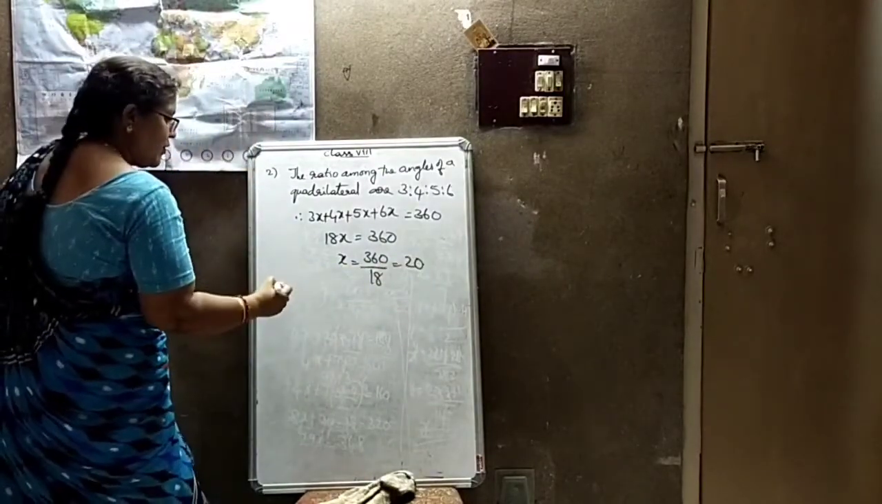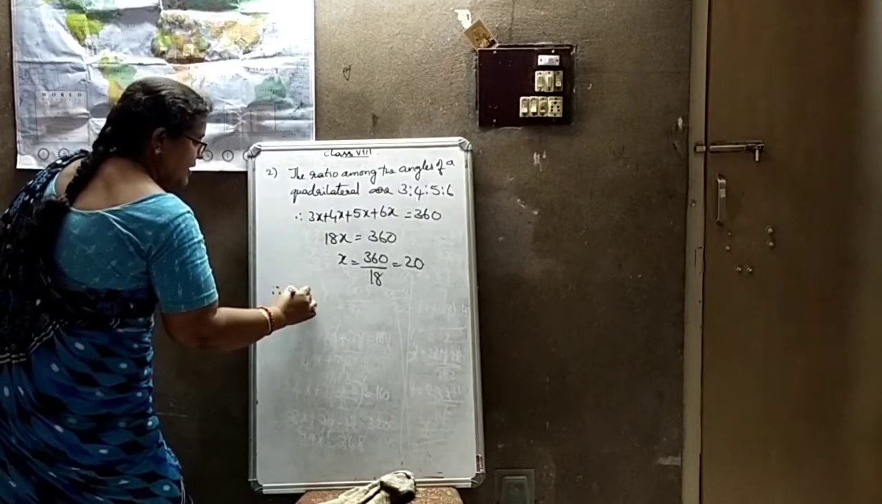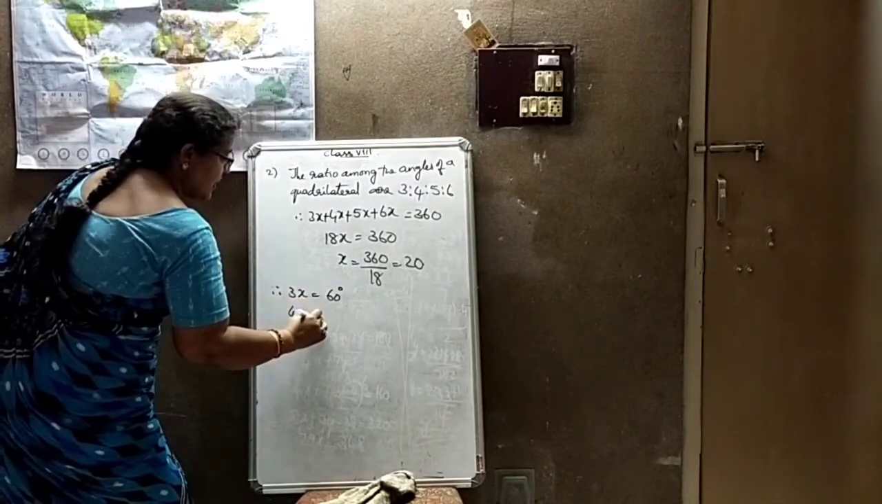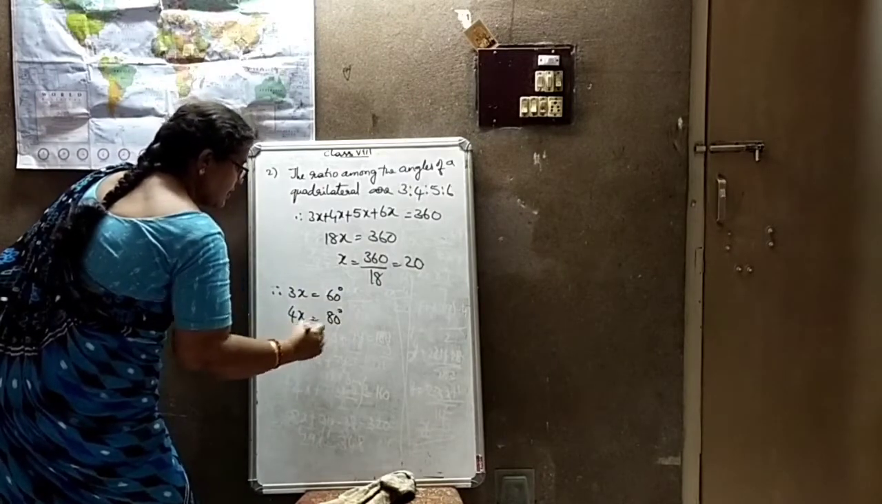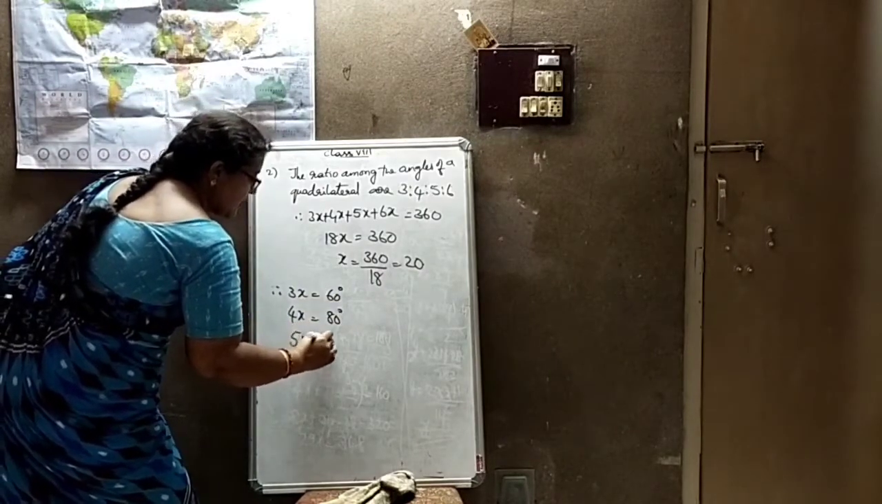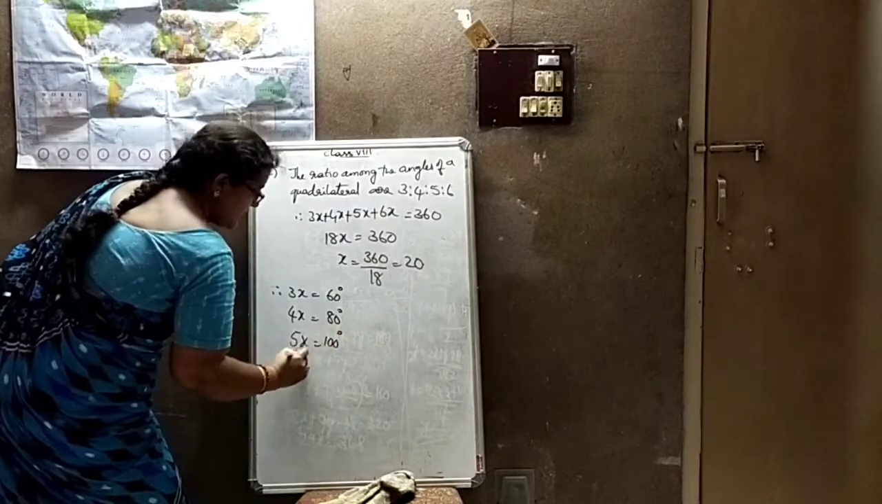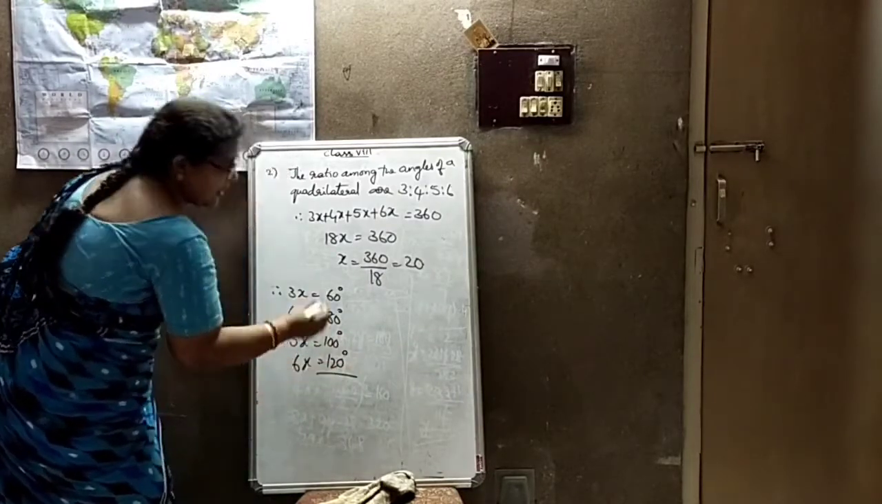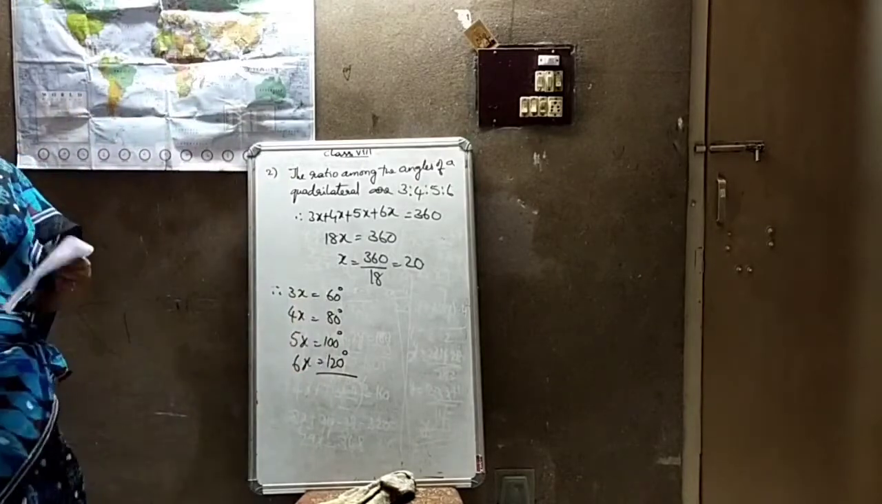Therefore, find all the angles. 3x is equal to 60 degrees. 4x is equal to 80 degrees. 5x is equal to 100 degrees. 6x is equal to 120 degrees. If you add, you will get 360 degrees.